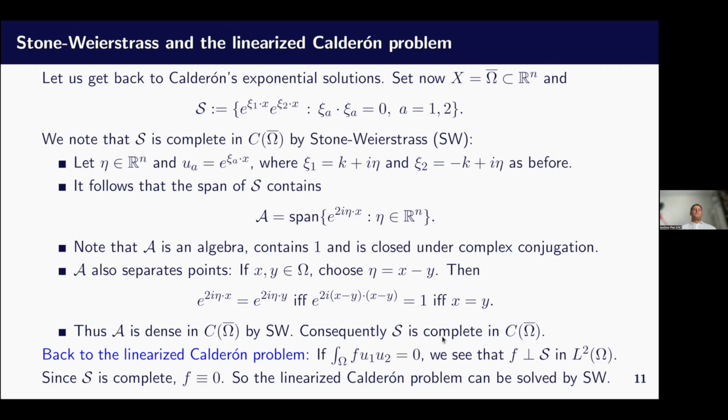Okay, so let's finally get back to this linearized Calderón problem. And there the assumption was that the integral of a function f against the product of any two solutions is 0. So now if we take u1 and u2 to be as here, e to the power xi 1 dot x, and similarly for u2, we see that f is orthogonal to this S in L2. But now since S is complete, we have that f must be identically 0. So we have now solved the linearized Calderón problem by using the Stone-Weierstrass theorem. So this is of course a very simple application, but it's the first example.